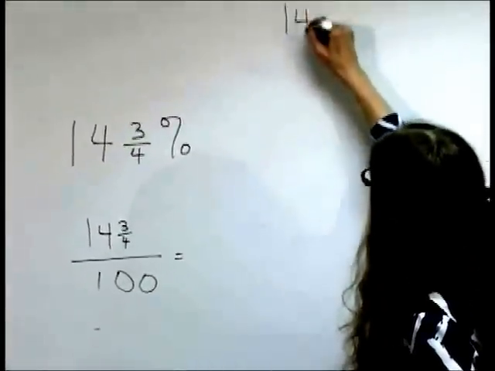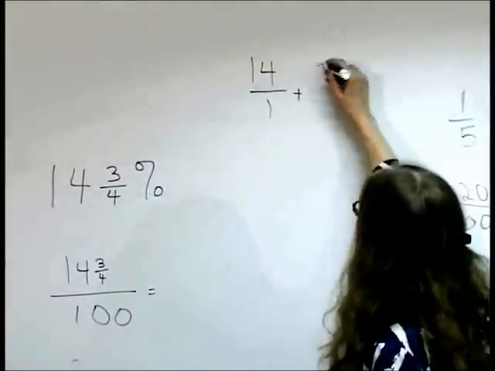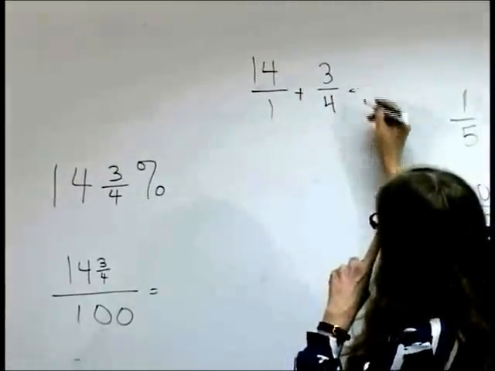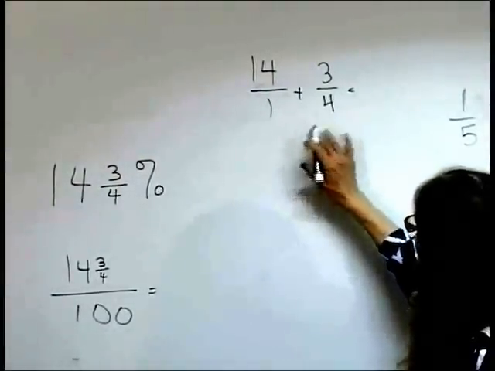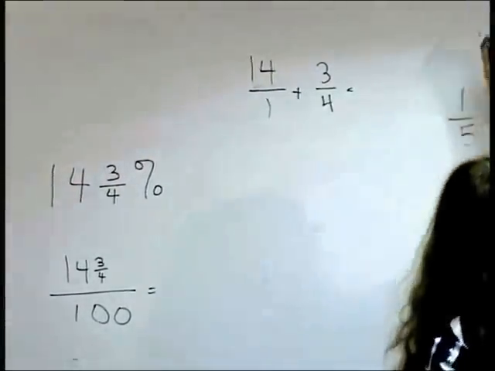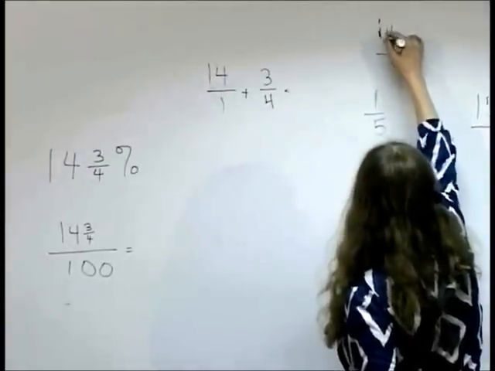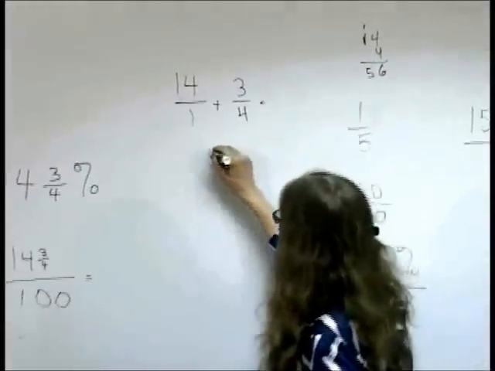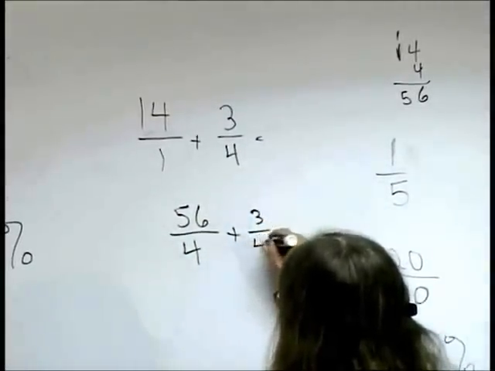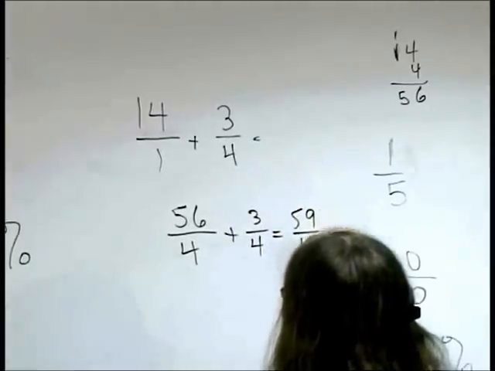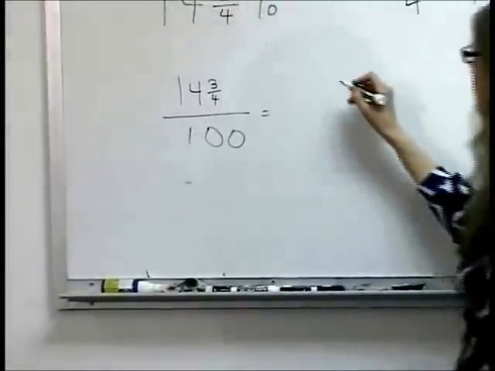14.75 is the same thing as 14 over 1, because that means 14 added to 3/4. To get that so that we can add it, we have to get the same denominator. So we're going to get the denominator of 4. So 14 times 4 is going to be 16, carry the 1, 4 and 1 is 5, so that's going to be 56/4 and another 3/4. So that's 59/4. That's what 14.75 is equal to, 59/4.